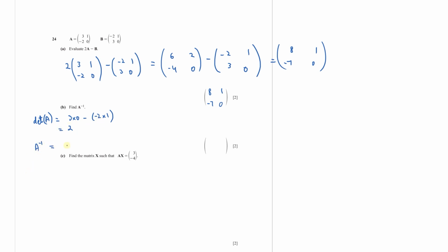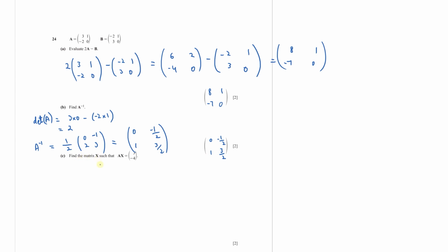Then A inverse is given by 1 over determinant. So 1 over 2 into the adjugate of A. So for adjugate, you swap the places of these two variables. So 0 and 3 will swap places, and you change the sign of the other two. So this will become minus 1 and this will become positive 1. And if I take this 1 over 2 inside, I will get 0, minus 1 over 2, 1, and 3 over 2. So this will be A inverse: 0, minus 1 over 2, 1, and 3 over 2.